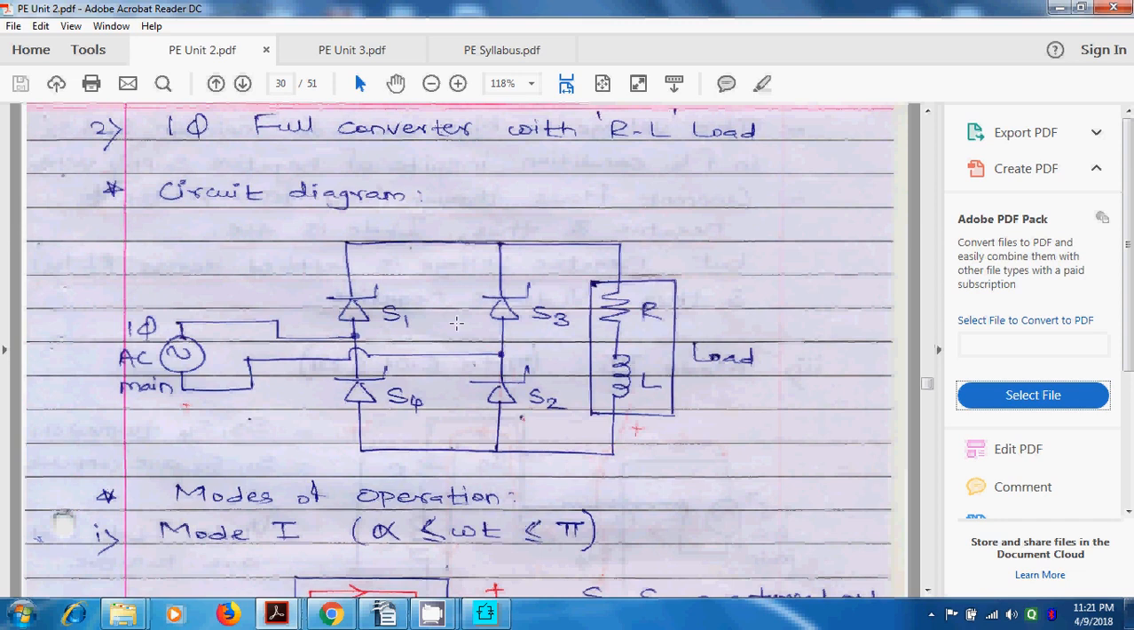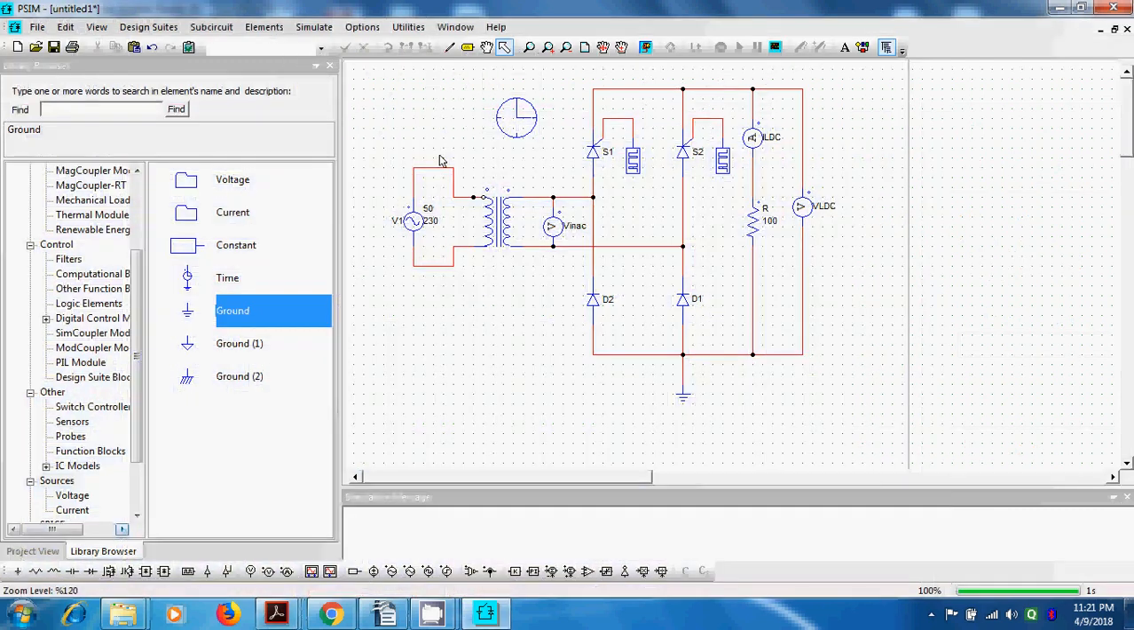So our basic concern is to simulate the single phase full converter with highly inductive load using PowerSim software, again measure the value of average DC load voltage and RMS DC load voltage and compare it with the theoretical one, and see whether the waveforms come nearby or the same as per the theory or not. So now we'll see this circuit diagram.